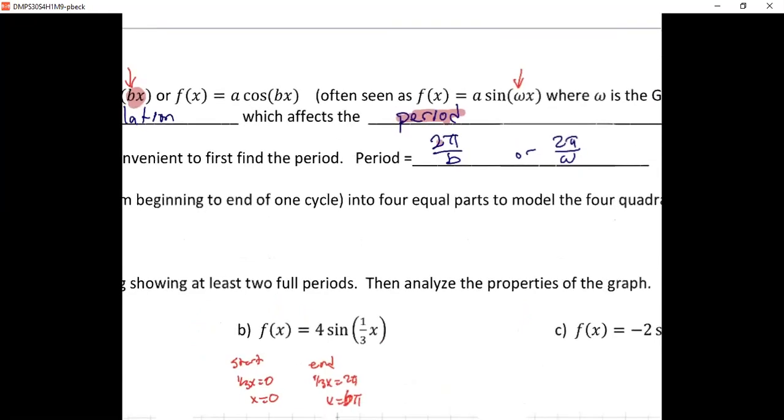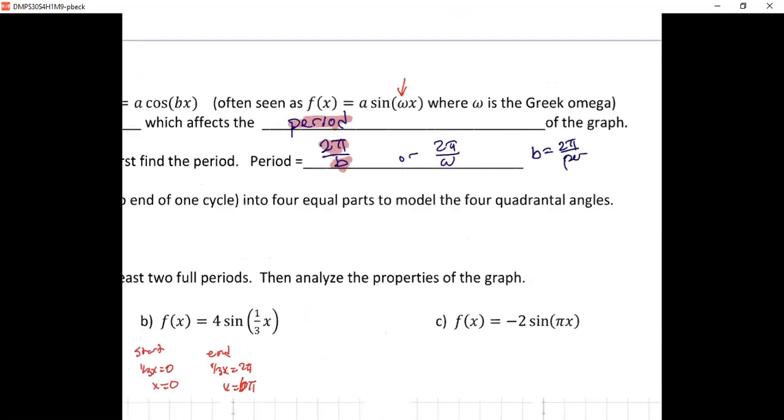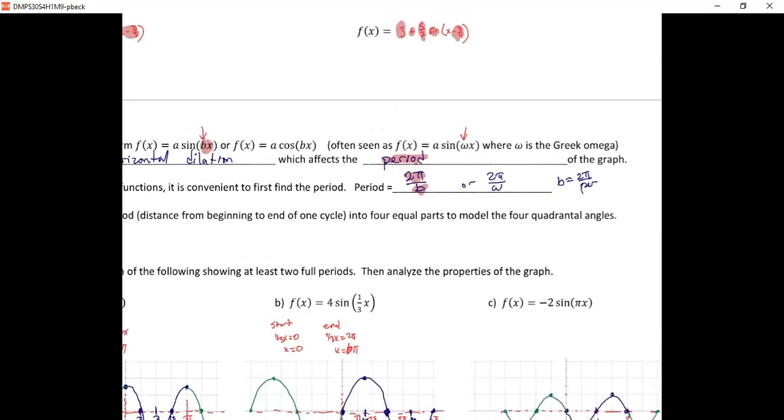Now, our period can be found by taking 2 pi over b. When we try to find equations, our b is going to be 2 pi divided by our period. So if we algebraically solve that, our b is 2 pi over our period. We are going to need to know that, or at least have that in the back of our minds.